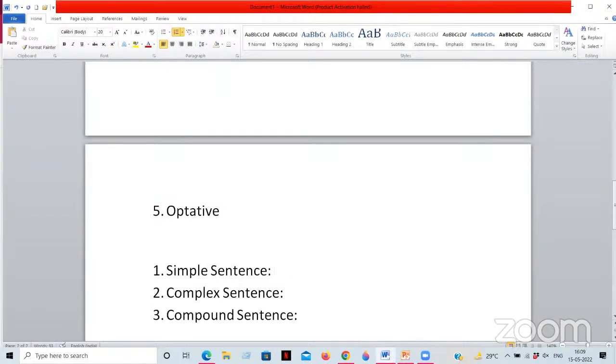Okay, if I write here that the day is pleasant today, if I will say that the day is pleasant today, or the day is very charming, the weather is very charming, so this sentence is called what? This sentence is called a simple sentence.